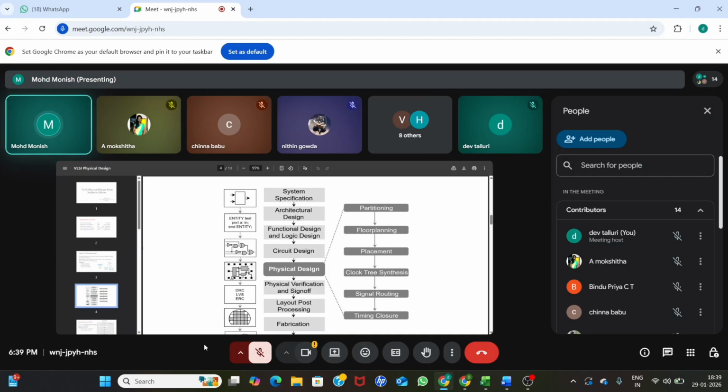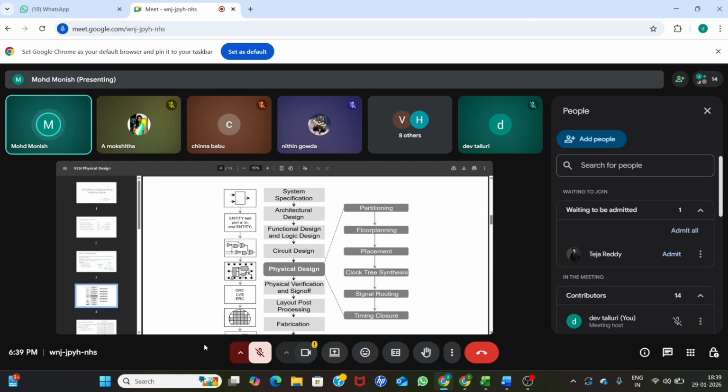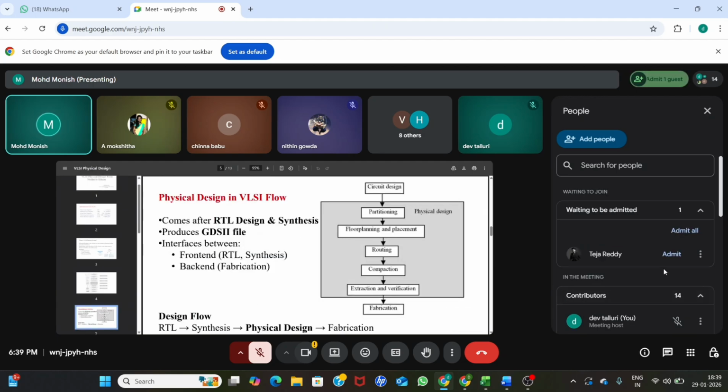Finally, the design is fabricated in the semiconductor foundry, followed by packaging and testing to ensure the correct operation of the chip. So that's about it.